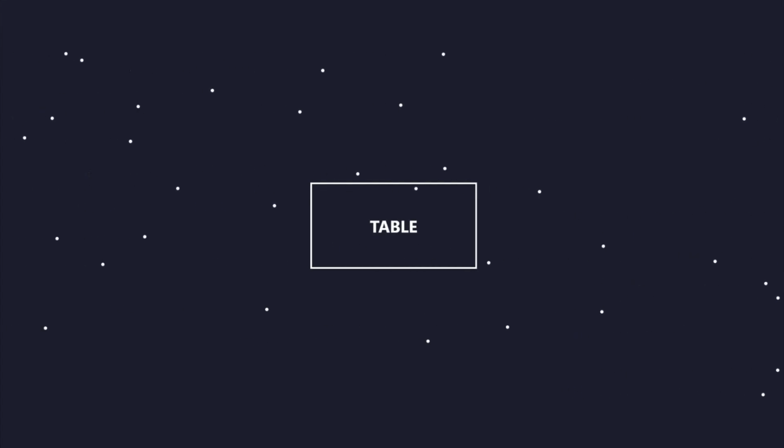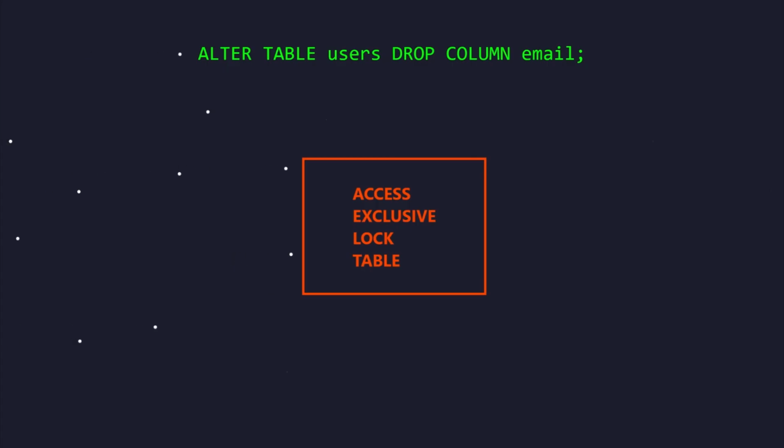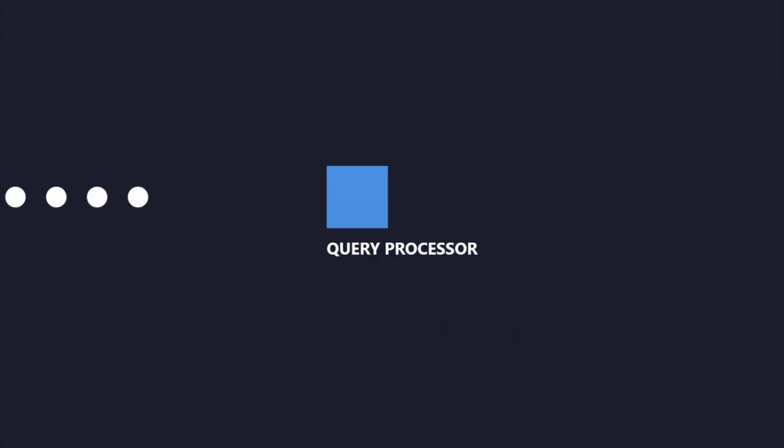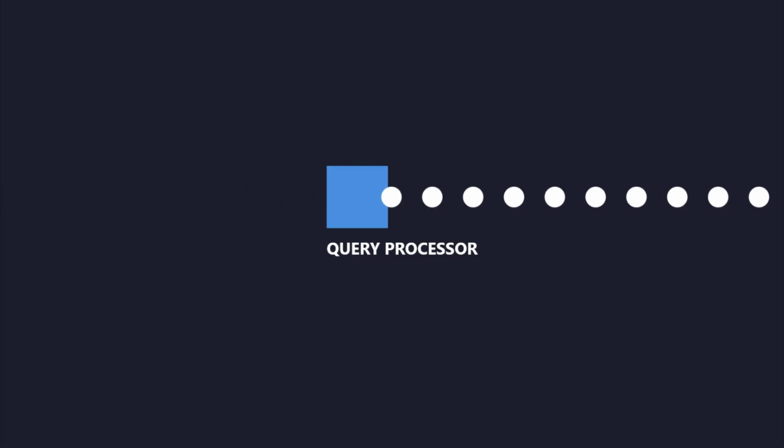Dropping a database column on a high-traffic table is a common cause of production outages. The operation requires an access-exclusive lock that prevents any other transaction from accessing the table. While the metadata update takes only milliseconds, the command must wait for all existing queries to finish. During this wait, every new incoming query is blocked in a first-in, first-out queue.